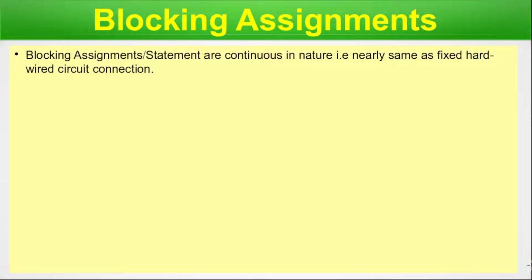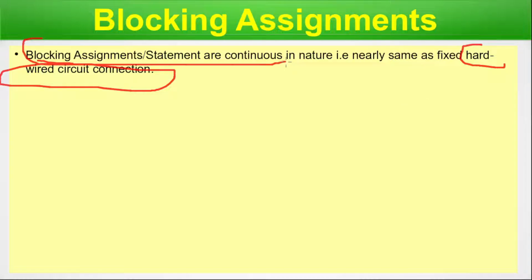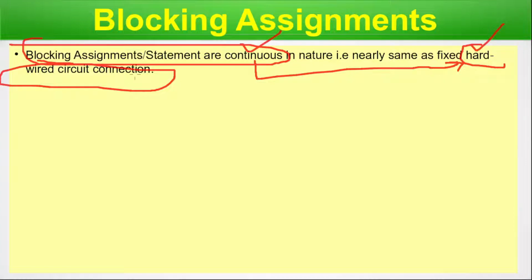Blocking assignments or statements are continuous in nature, that is, the same fixed hardware circuit connection. Here I have used the words hardwired circuit connection. Now you can correlate with the picture that I have just shown in the previous slide. This blocking assignment is continuous in nature. Whatever we call continuous is analogous to the hardwired connection in the circuit. So continuous in the Verilog code means it is hardwired in the actual circuit.